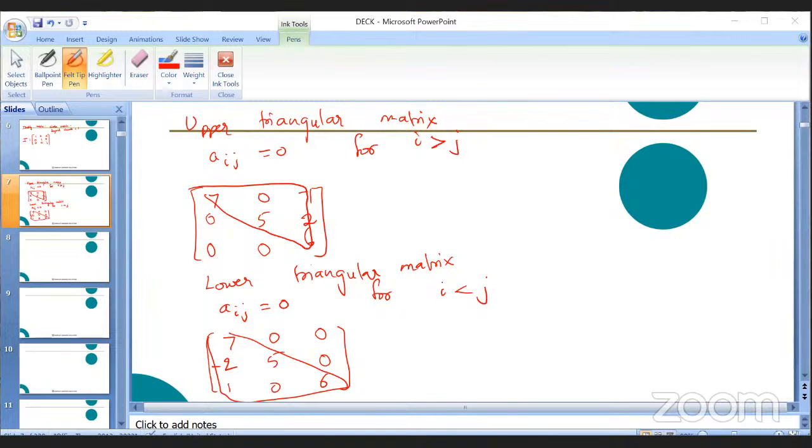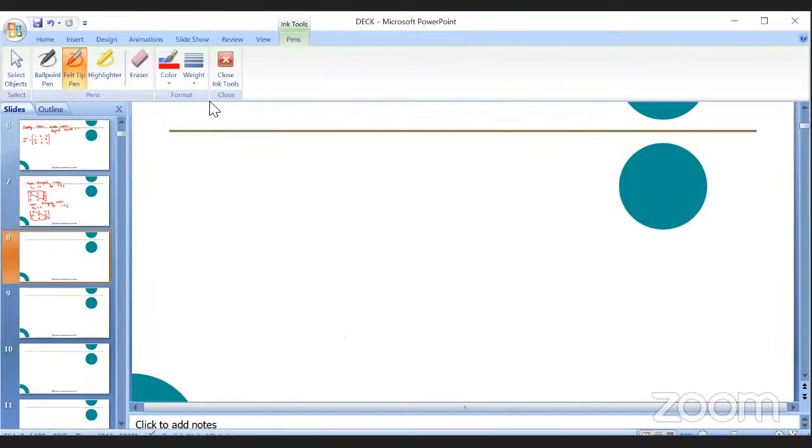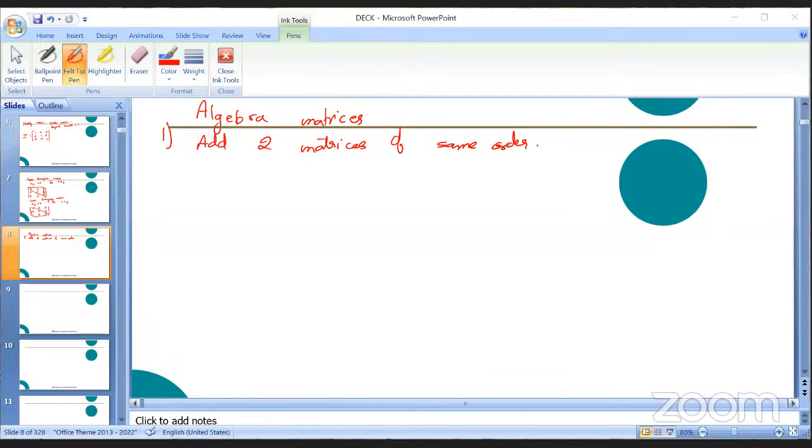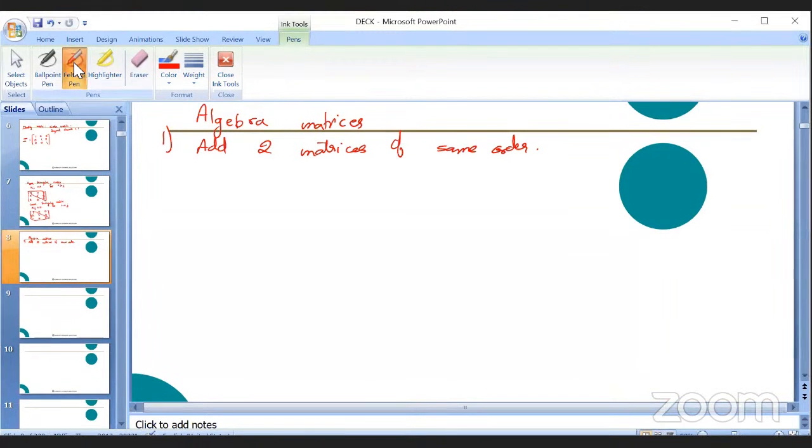Next we will learn about the algebra of matrices. In matrices, you have algebra also. You can add two matrices of the same order. If the order is the same, you can add them. You can add, you can subtract, anything. Add or subtract.